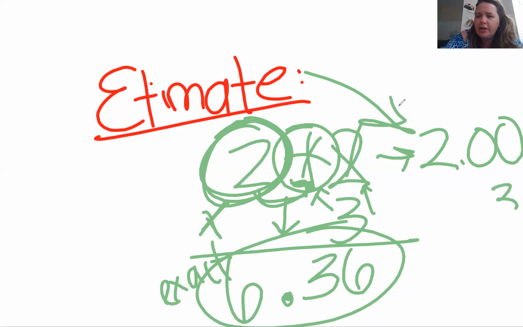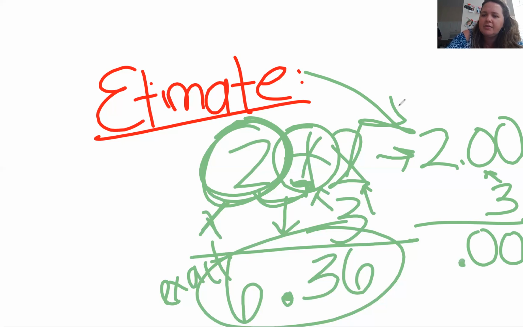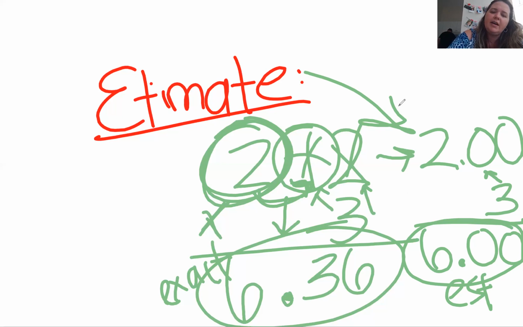Then I do $2 times 3. Well, 3 times 0 is 0, and 3 times 0 is 0, and I bring down that decimal point, and 3 times 2 is 6. So this is my estimated answer, and this is my exact answer. Okay, let's try another one of those just to review. And if you need more than what I'm going to show you today, you're more than welcome to join us at the 2 o'clock session.